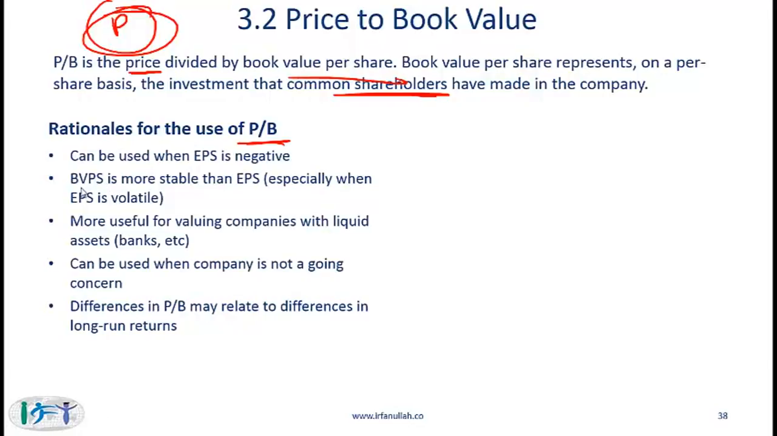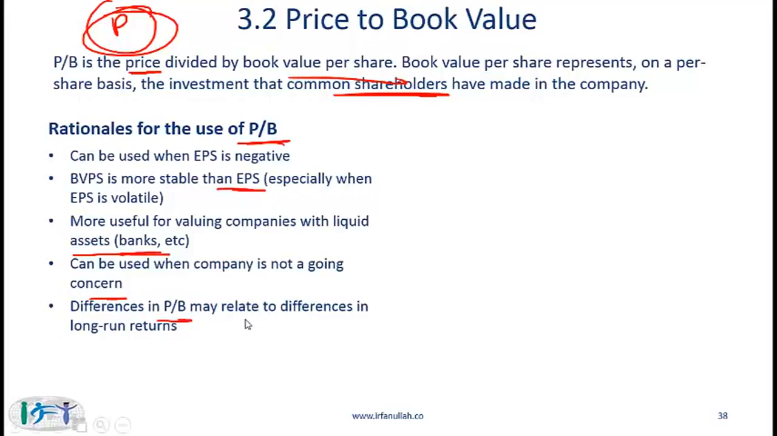Also, the book value per share is more stable than EPS. Even when EPS is volatile, the book value per share is not that volatile. More useful for valuing companies with liquid assets. So for a bank, for example, with mostly liquid assets, it makes sense to value based on book value. Can be used when a company is not a going concern. So book value can be used for coming up with the liquidation value of a firm.